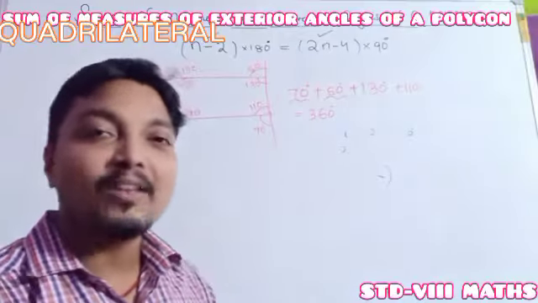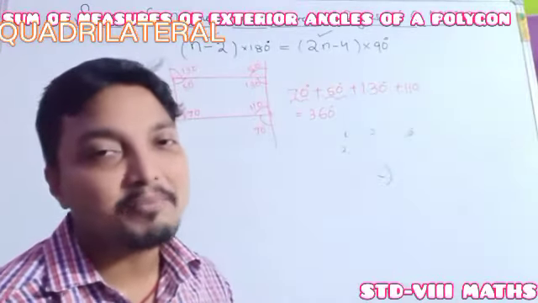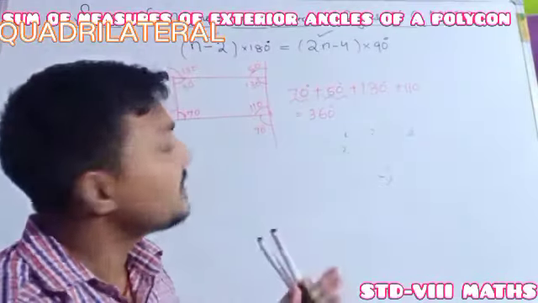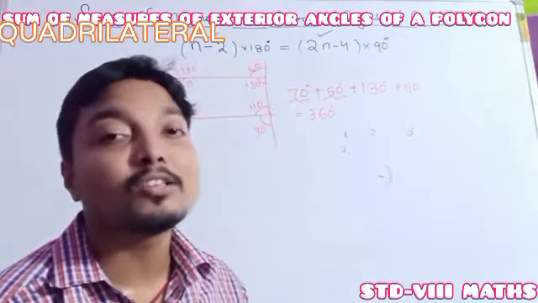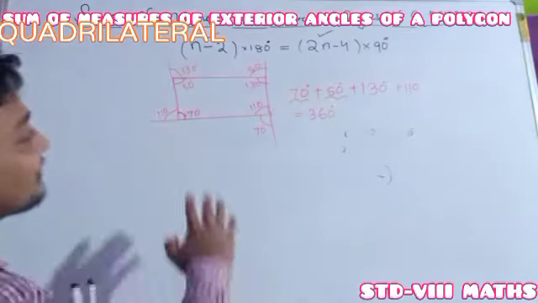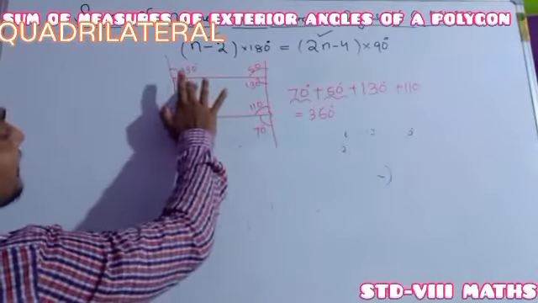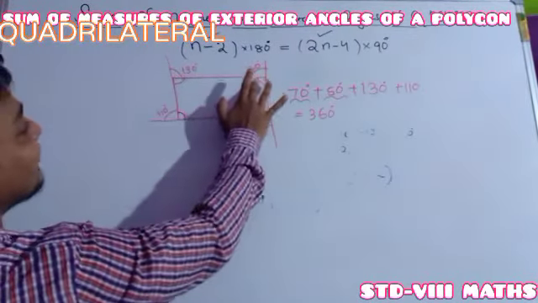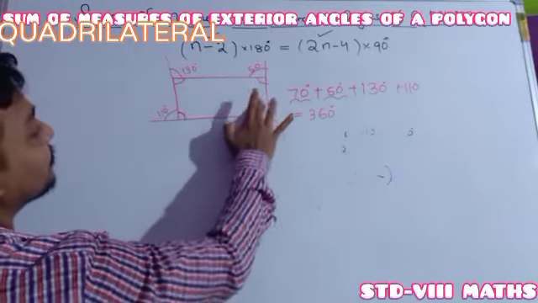For the previous triangle, we got the sum of the exterior angles as 360. Here it is a quadrilateral, and we are also getting that the sum of the exterior angles is 360. Okay, so once again I want to discuss the same question using the general method.